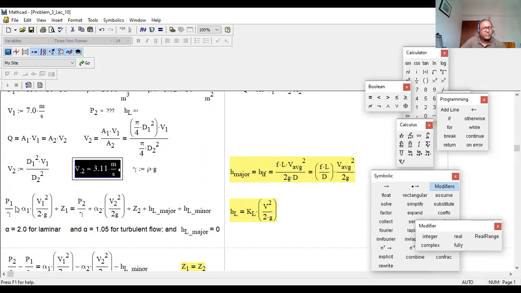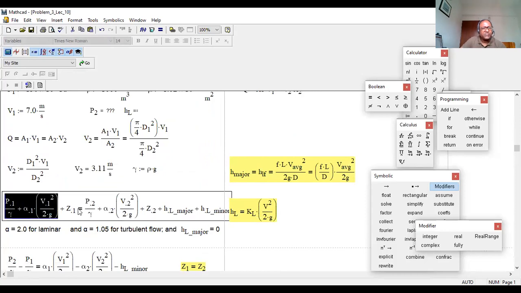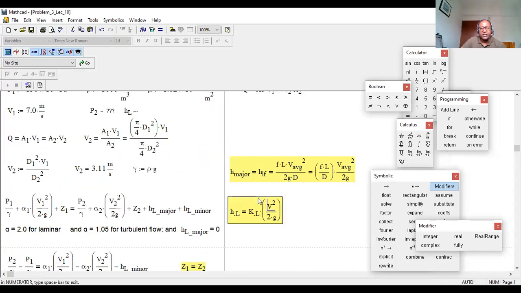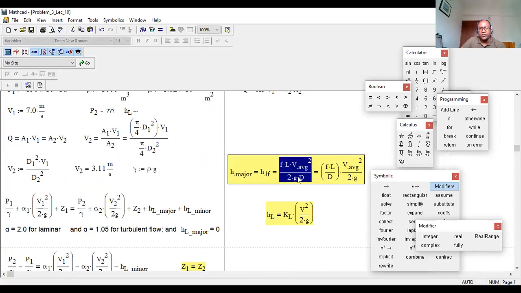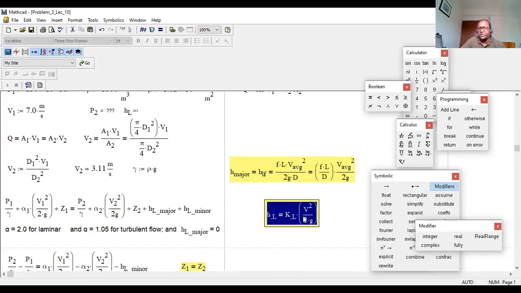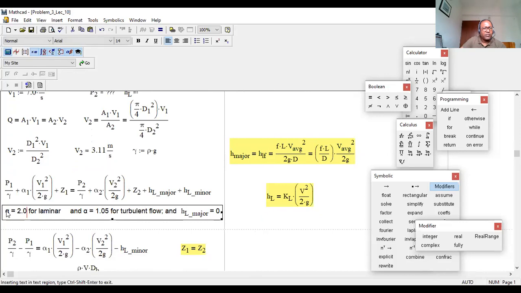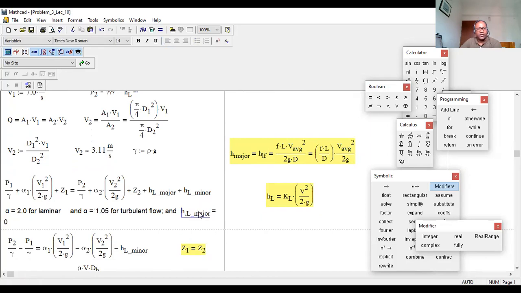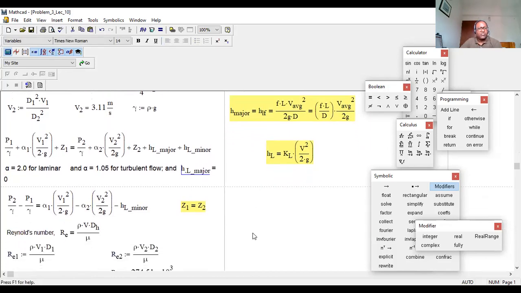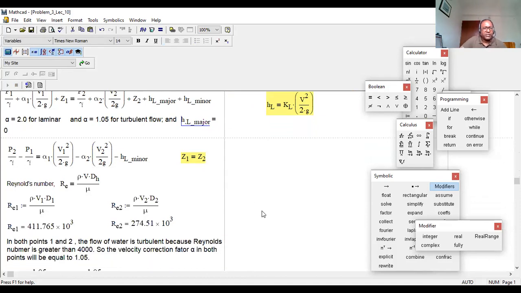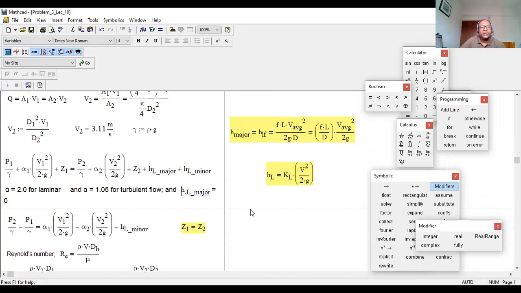Now you put it right over here, the same equation I just put over here. We know that for major head loss we need to use this formula, and for minor head loss we need to use this formula. We need to figure out the KL, and we know if laminar flow, alpha will be 2, and for turbulent flow it will be 1.05. And the major head loss right over here, how will you figure it out? For major head loss, what do you need?